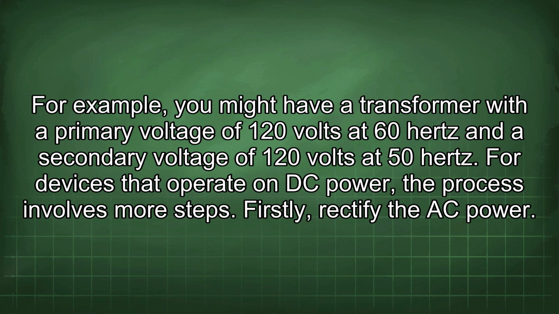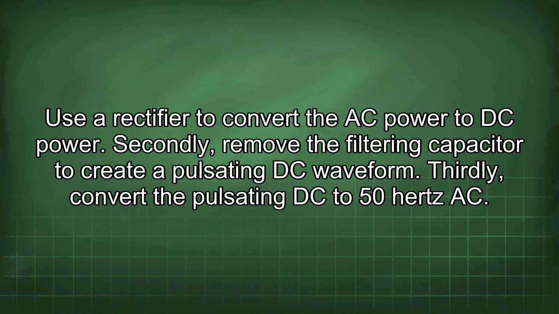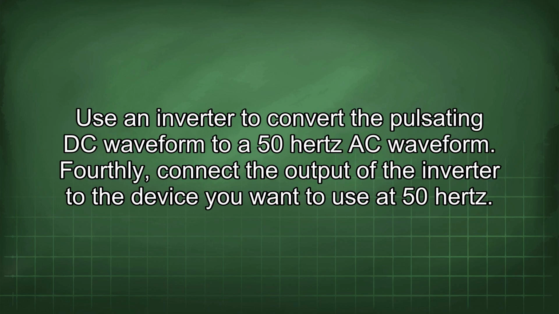For devices that operate on DC power, the process involves more steps. Firstly, rectify the AC power. Use a rectifier to convert the AC power to DC power. Secondly, remove the filtering capacitor to create a pulsating DC waveform. Thirdly, convert the pulsating DC to 50 Hz AC. Use an inverter to convert the pulsating DC waveform to a 50 Hz AC waveform.